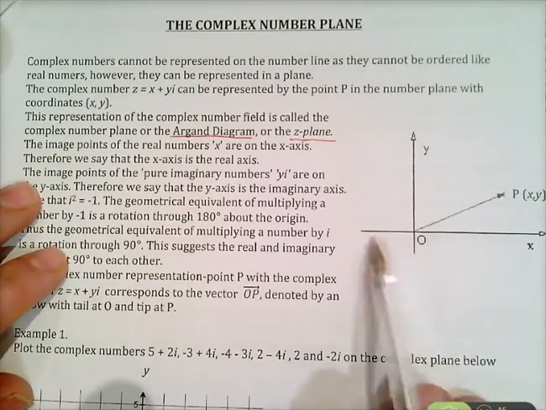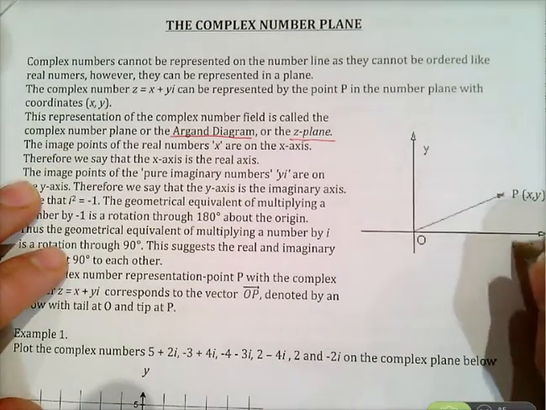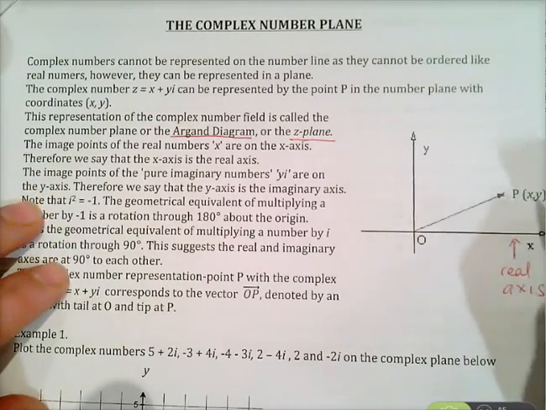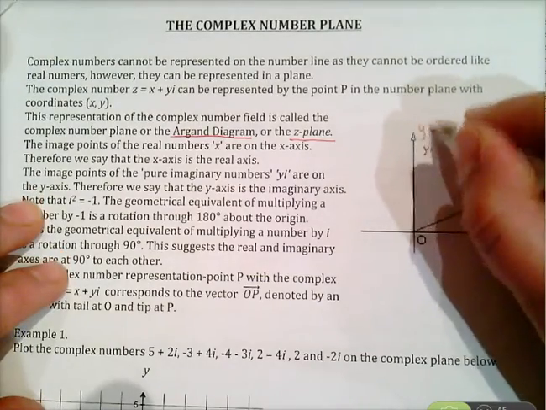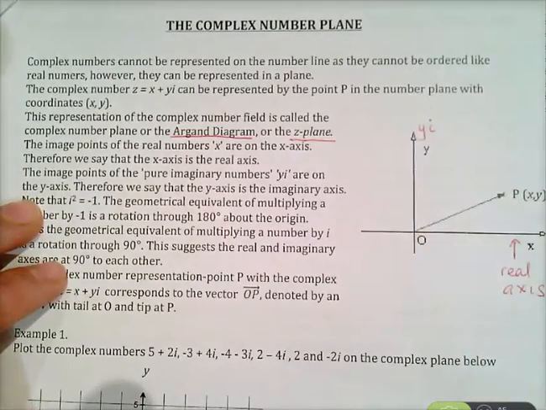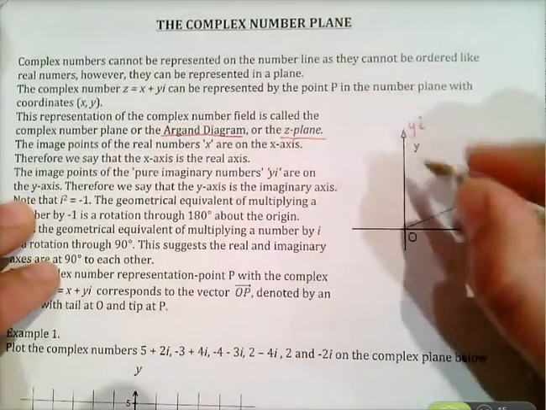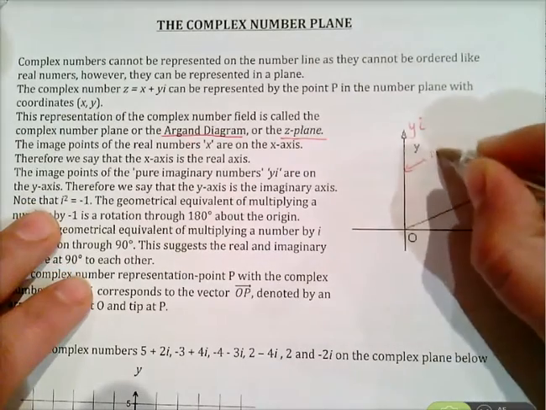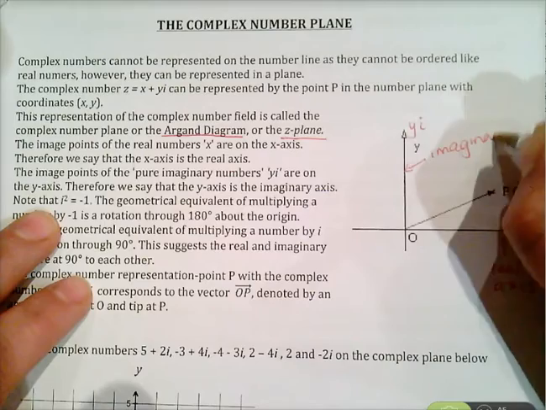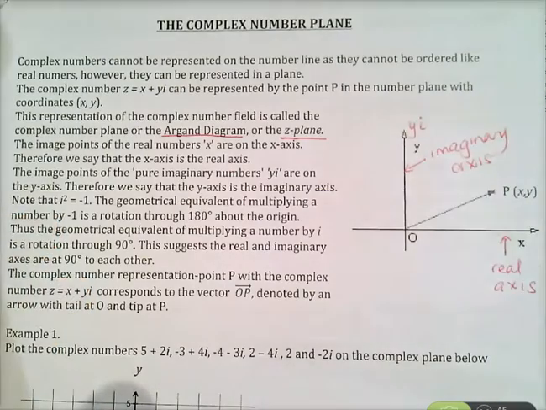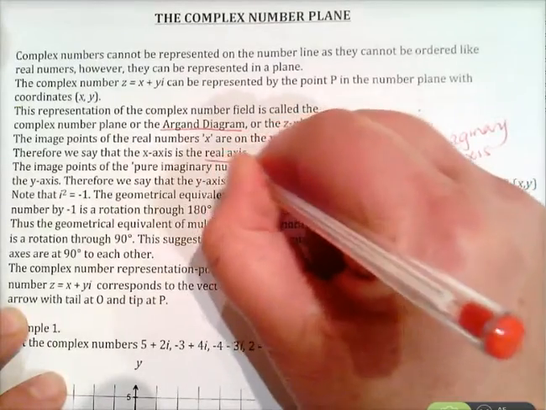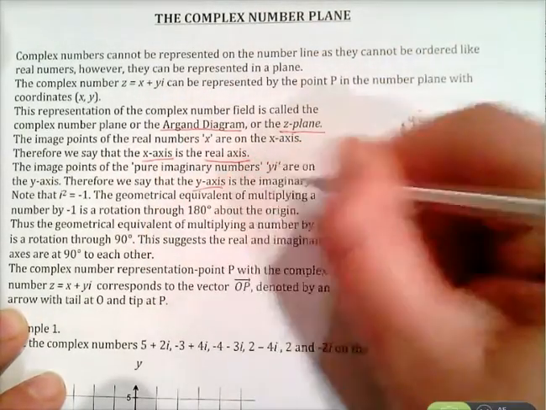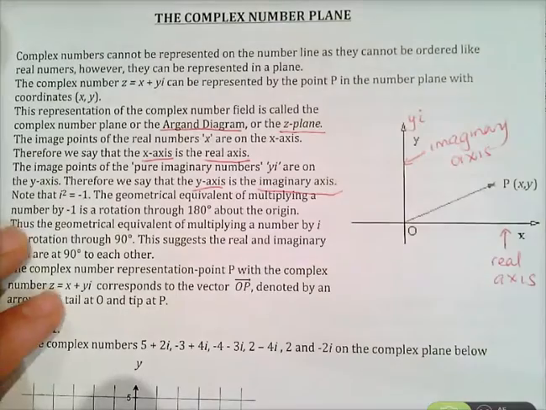The image points of real numbers, so we put the real numbers x on the x-axis, and therefore we say that this x-axis here is the real axis, and the pure imaginary numbers appear on the y-axis. So the y-axis is called the imaginary axis. The x-axis is the real axis and the y-axis is the imaginary axis.